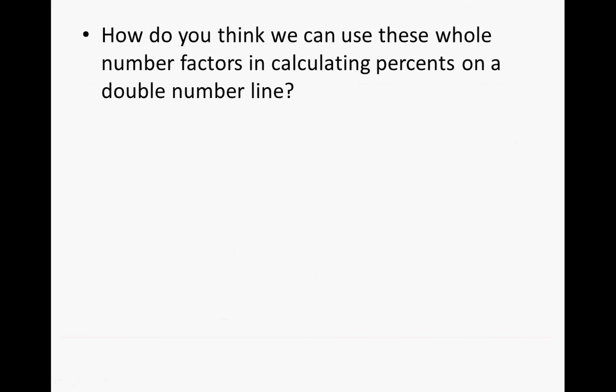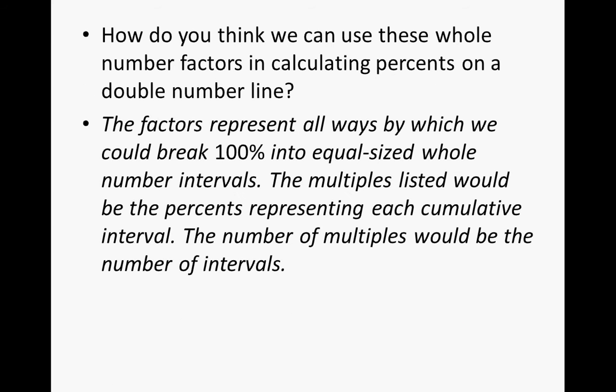So how do you think we can use these whole number factors in calculating percents on a double number line? Well, the factors represent all the ways which we could break 100% into equal-sized whole number intervals. The multiples listed would be the percents representing each cumulative interval. The number of multiples would be the number of intervals.